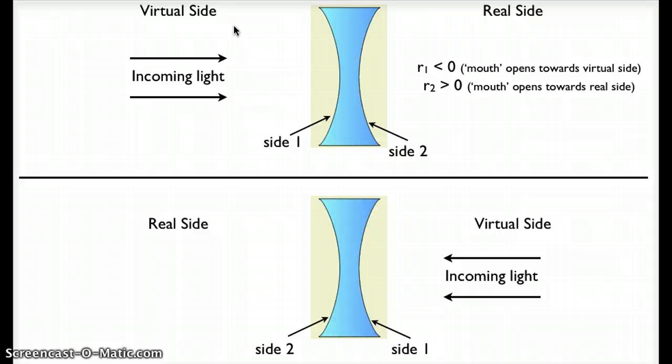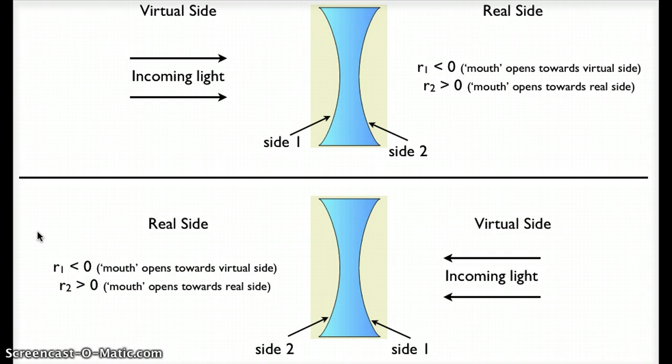Well, if light comes in from the right, now the right side down here is our virtual side. The left side is our real side, because virtual is always the side that light comes from. We've also changed which side of our lens is side 1 and side 2. Side 1 is always the side that the light hits first, so now the right side is side 1, and the left side is side 2.